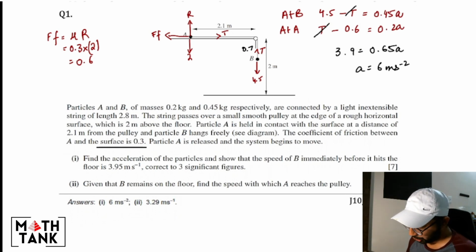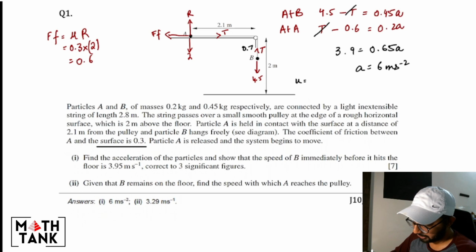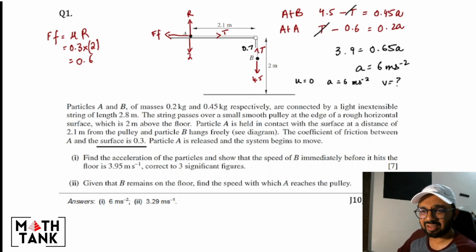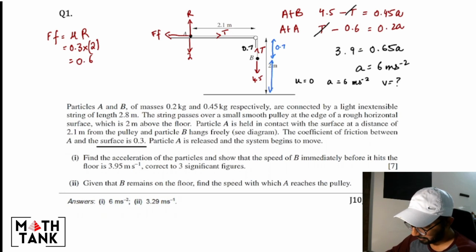And then it says, show that the speed of B immediately before it hits the floor is 3.95. So when B started off, its starting speed was 0. It was moving with an acceleration of 6 meters per second squared. What I also want to find out is V. I then actually need a value for T or the value for S, depending on whatever I can figure out. Since this distance was 0.7, what we had to travel was another distance of 1.3. So S is 1.3.